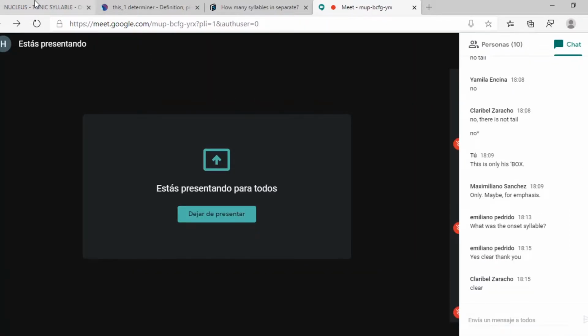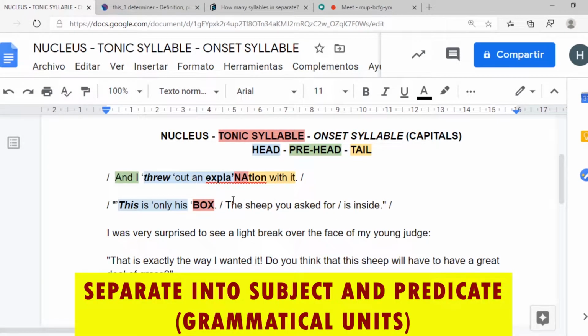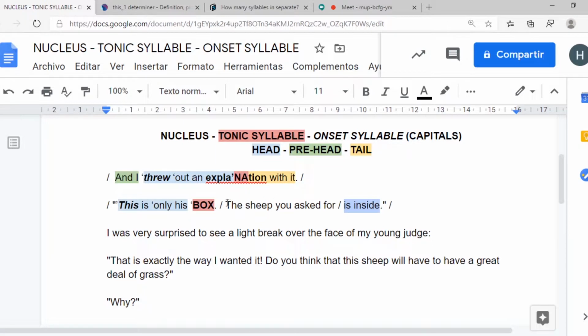Okay, so let's have another utterance. So I separated this. The sheep you asked for is inside. I can separate here. Okay, the sheep you asked for is inside. I will separate this in this way, in two utterances, here and here. So let's take this one.